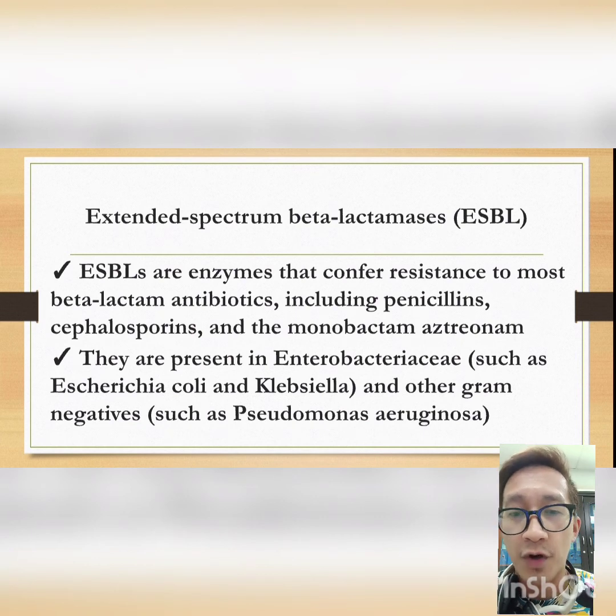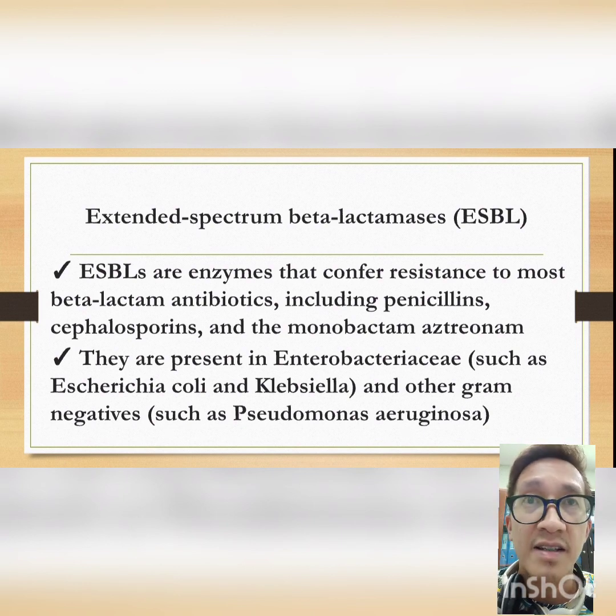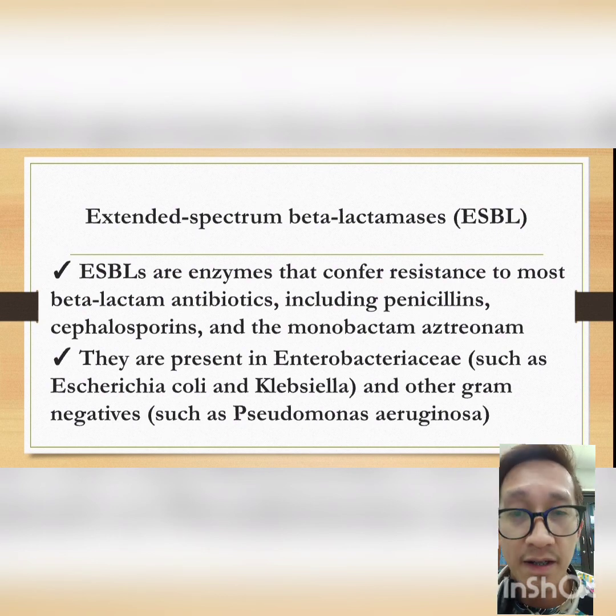And the last one for your gram-negative MDRO is your ESBL, or your extended spectrum beta-lactamases. These are enzymes that confer resistance to most beta-lactam antibiotics, including your penicillins, cephalosporins, and the monobactam aztreonam. Your ESBL are present in Enterobacteriaceae, such as your E. coli and Klebsiella, and other gram-negatives, such as your Pseudomonas aeruginosa. Okay, that is your ESBL.